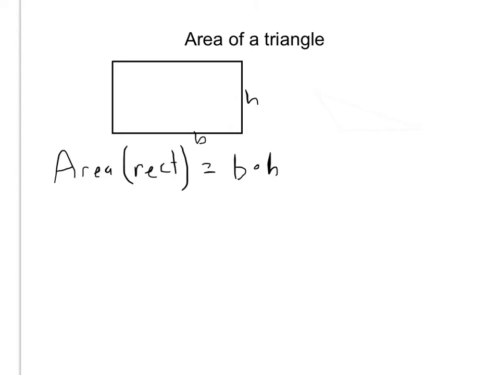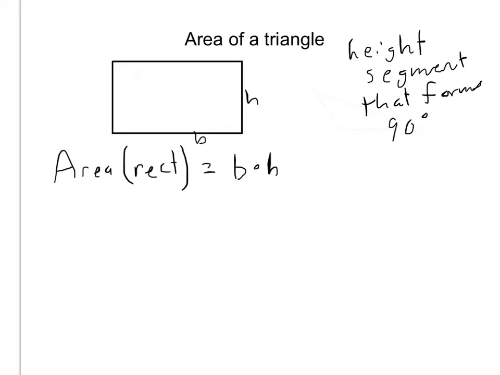A height is a segment that forms a 90-degree angle with another segment. So it's a line in the shape that forms 90 degrees with another line. That's what a height is. So that's why in this case, for this rectangle, I can say base times height, because the base and the height make a 90-degree angle.